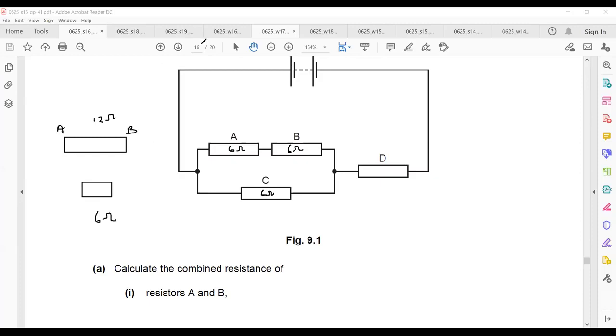When two or more components are connected in parallel and we want to find the combined resistance, the formula to calculate the combined resistance is the product divided by sum. Means multiply them. So it will be product. What will be the product? It will be 12 multiplied by 6, divided by 12 plus 6. So 12 multiplied by 6 is 72. Product divided by sum, 12 plus 6 is 18. So 72 divided by 18 is equal to 4 ohms.